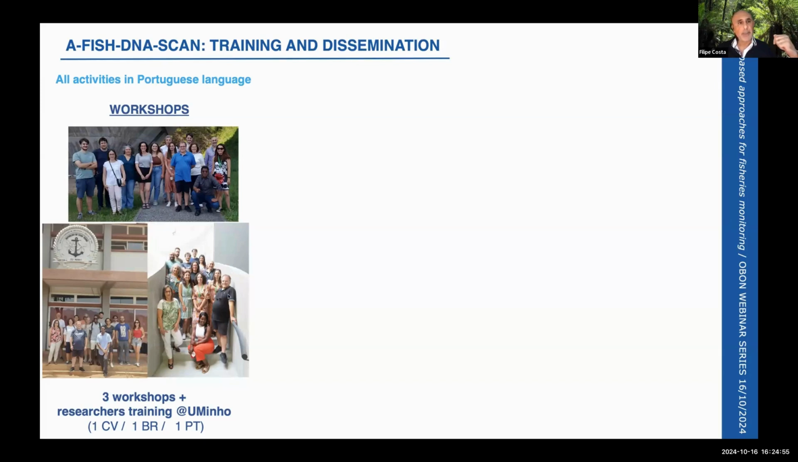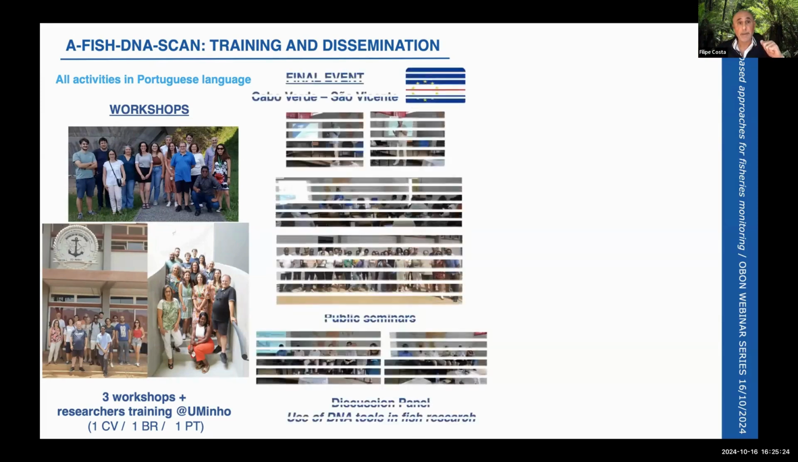We did several workshops, three workshops in total for the fish DNA scan project. And we also had some mobility of researchers. So we received at Minho researchers from other Portuguese institutions, researchers from Brazil, researchers from Cabo Verde, so that we would harmonize procedures and provide some additional training all along the pipeline of DNA metabarcoding.